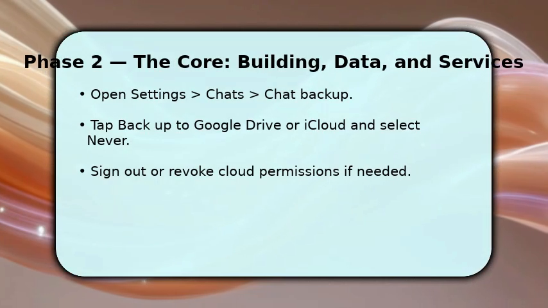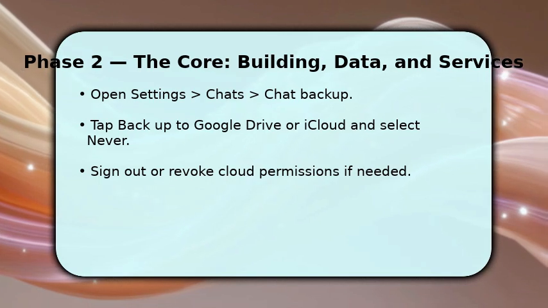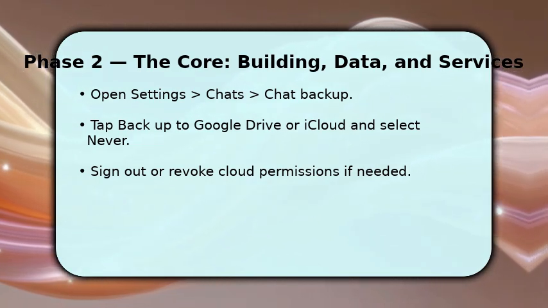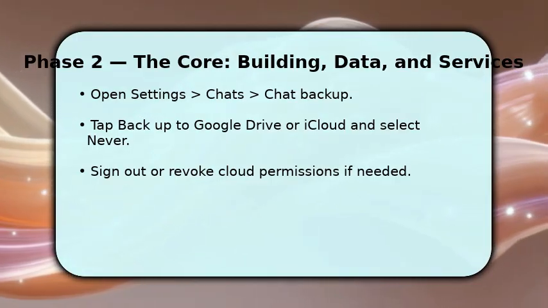You now disable cloud backups inside WhatsApp. Go to Settings, then Chats, then Chat Backup. Tap Backup to Google Drive or iCloud and change the frequency to Never. This stops future automatic uploads.